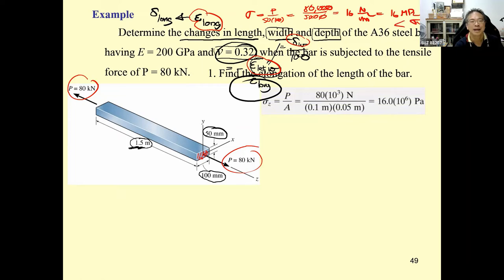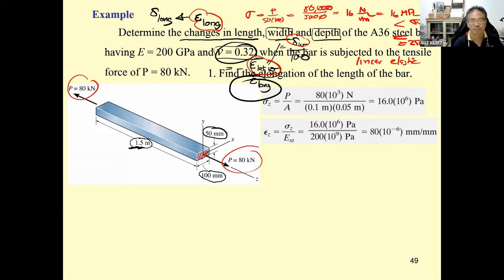And then this is supposed to be less than sigma sub y. Okay, and this one is steel, sigma sub y of steel of 250 megapascal. So this is going to be linear elastic behavior, so you can use Hooke's law. By Hooke's law, sigma equal to E epsilon. Epsilon in the longitudinal direction equals the stress in the longitudinal direction divided by E. So the longitudinal strain is very small, 80 times 10 to the minus 6 millimeter per millimeter. Structural engineers call this 80 microstrain, and this is in tension.